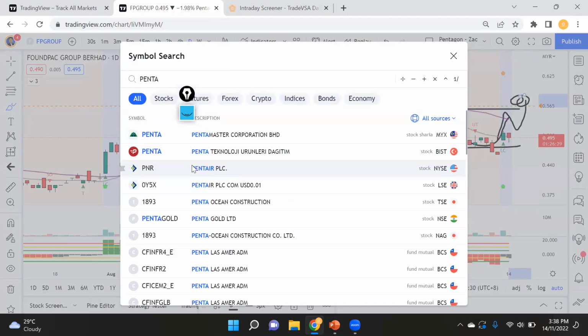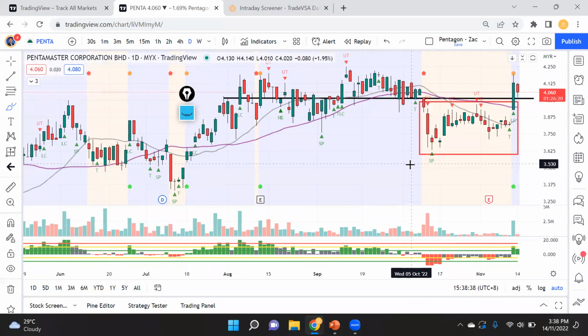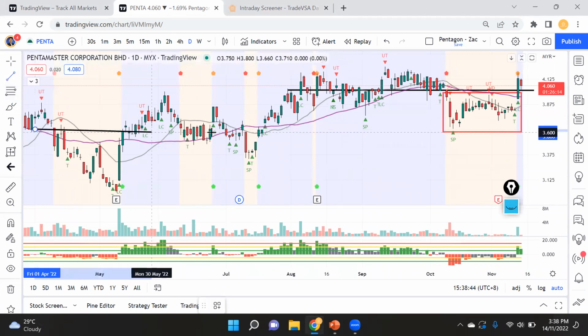So Penta, I think just now before lunch I checked, the volume is still very, very low. Now if you notice, right, previously we got one round here.